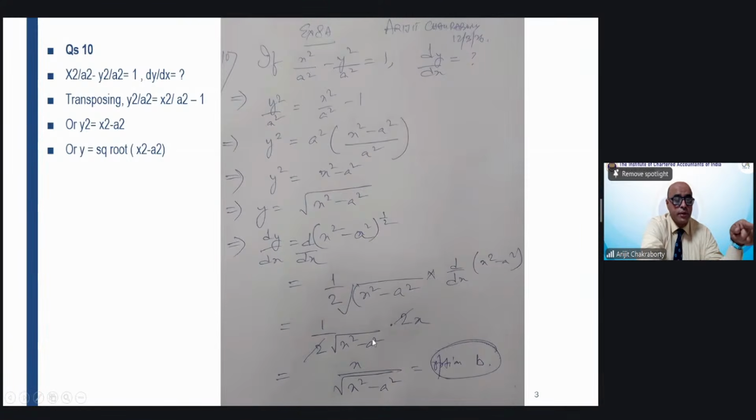Numerator में 2x है. Denominator में 2 है. So ये 2 और 2 cancel हो रहा है. So what we are getting, if you see, is the final answer we are getting is x divided by square root of x square minus a square. So in the given problem, if you see option number B is the right answer as per question number 10. This was the second question.